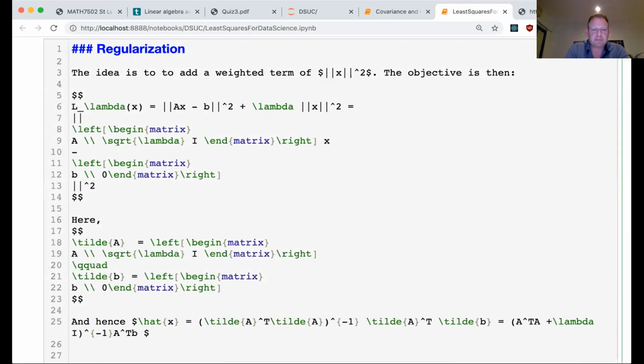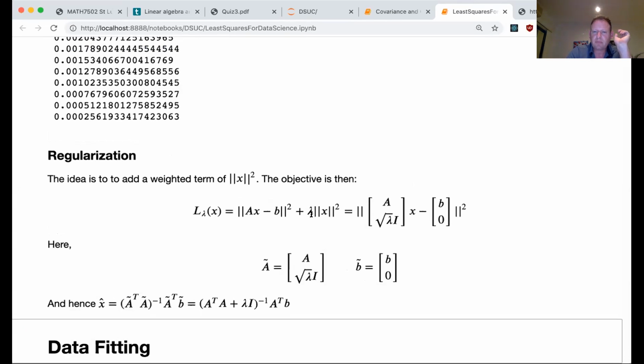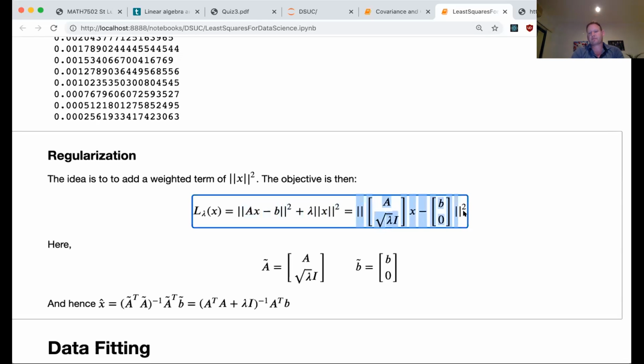So I can take this A and multiply by x. Now this here is a block matrix. It's a block matrix that has an identity matrix below with a square root of lambda. And this is a block vector which has the b and a 0. So I'm saying that this objective here is equivalent to this objective on the right.